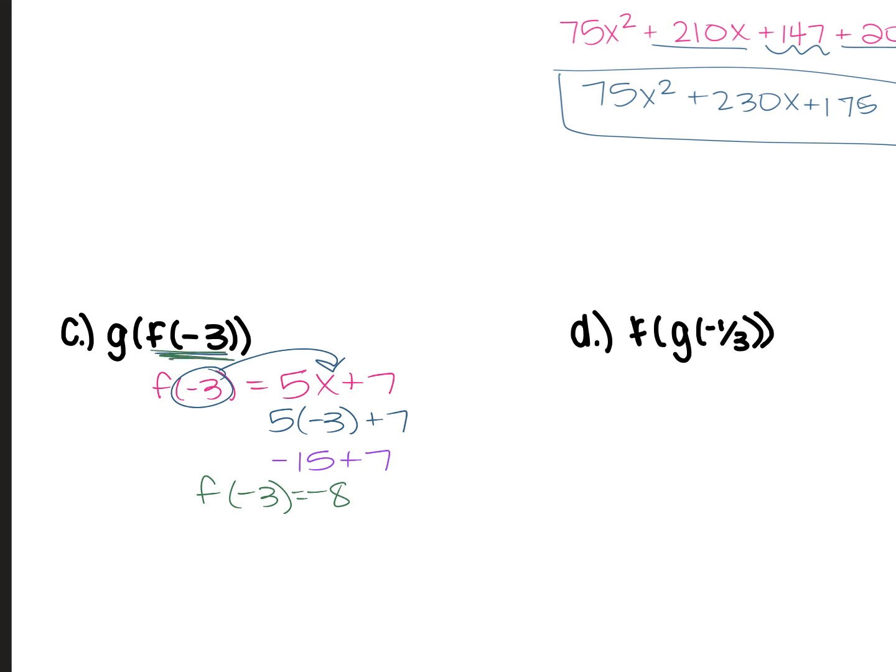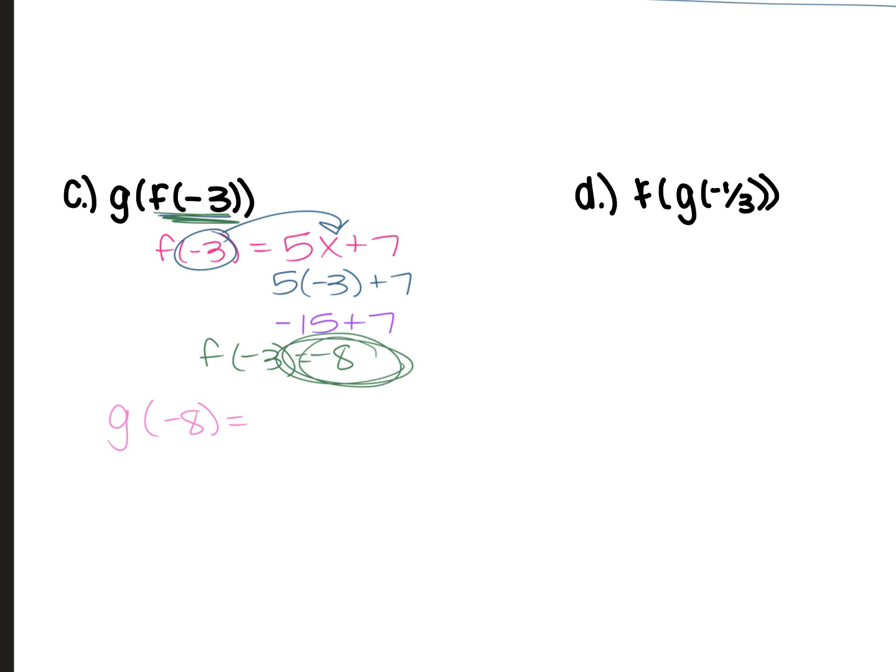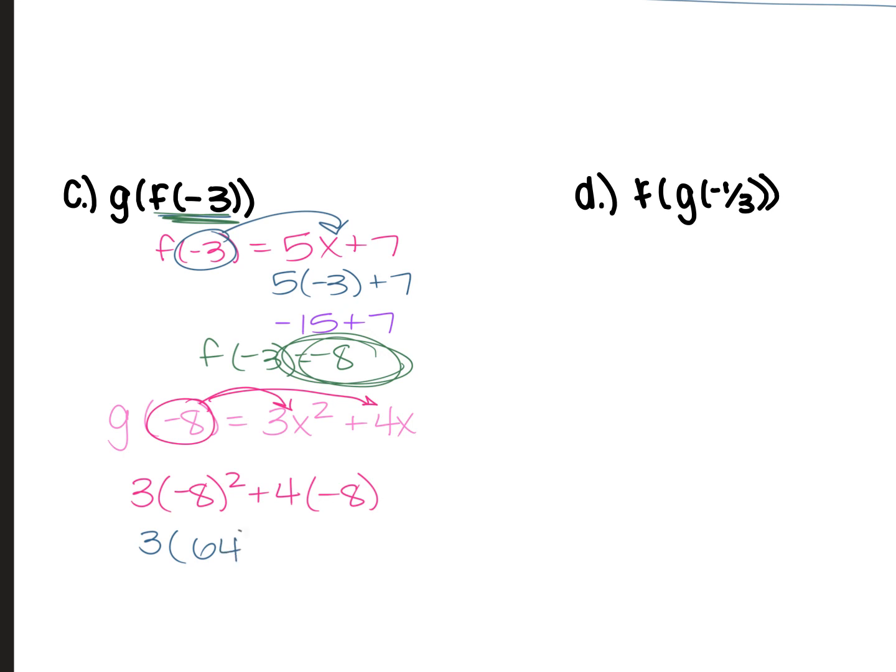Replace the f of negative 3 with the negative 8. You're then going to find g of negative 8. We said g of x is 3x squared plus 4x. So anywhere we see that x, we're going to replace it with that negative 8. So that's going to give us 3 times negative 8 squared plus 4 times negative 8. The negative 8 squared is 64, so that's 3 times 64 plus 4 times negative 8.